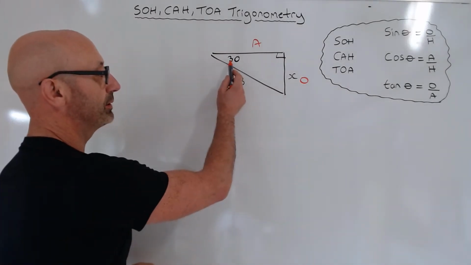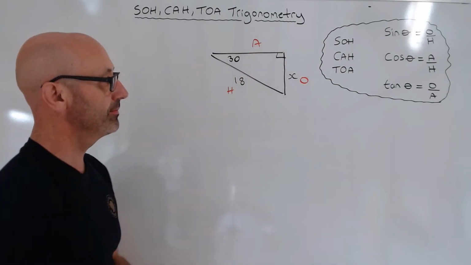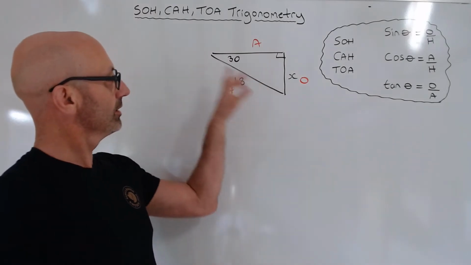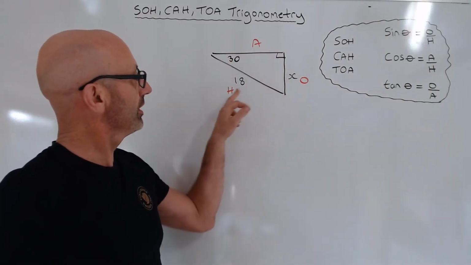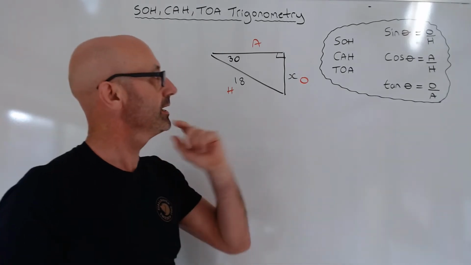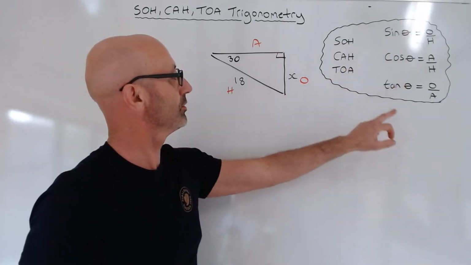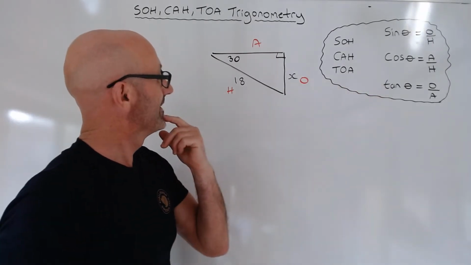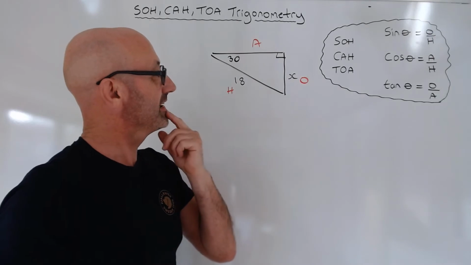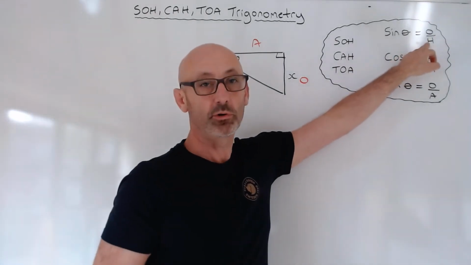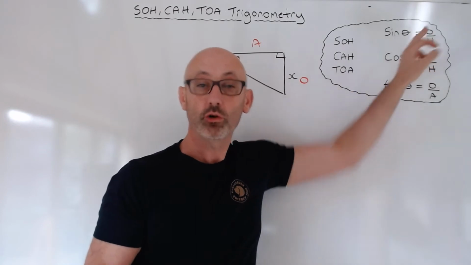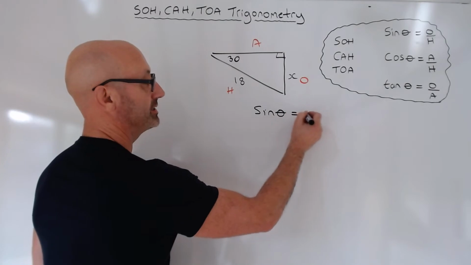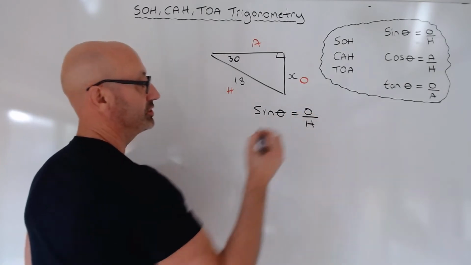So we've labelled it OHA. Now, which of the 3 rules do you think it is? Well, we've got an O and an H in it. It's either sin, cos, or tan. Well, the one that's got O and H in it is this one here. This is the rule. So you're going to write down the rule: sin of the angle is O over H.